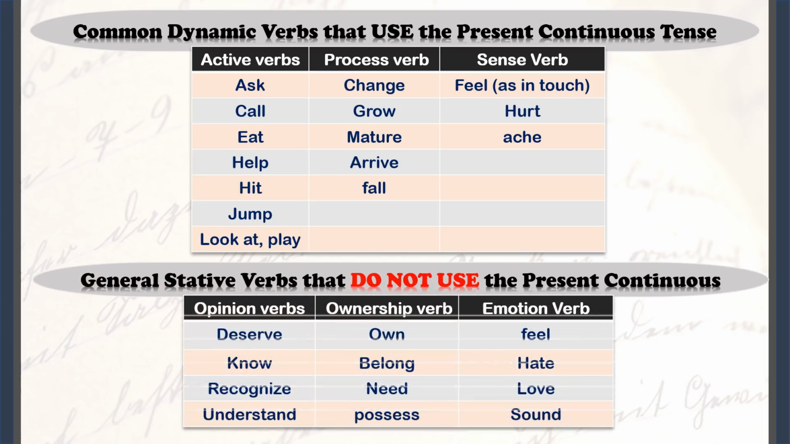Also look at the general stative verbs that do not use the present continuous. Opinion verbs: deserve, know, recognize, understand. Ownership verbs: own, belong, need, possess. Emotion verbs: feel, hate, love, sound.